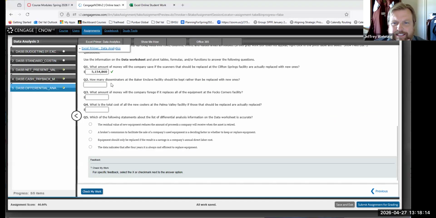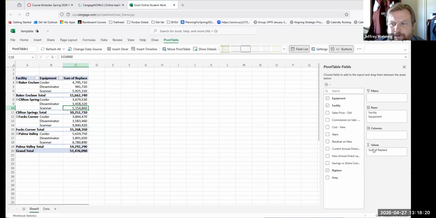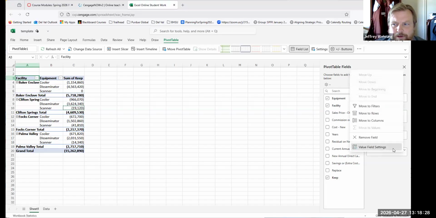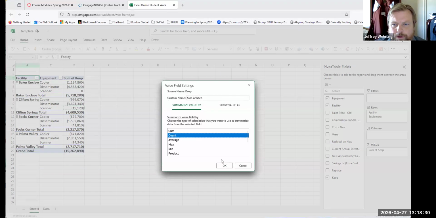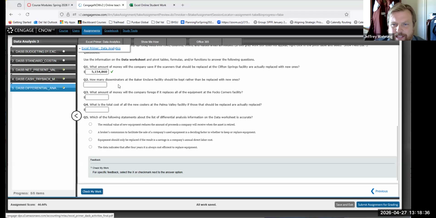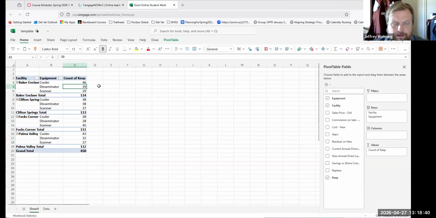How many disseminators at the Baker Enclave facility should be kept rather than replaced? Okay, so I want to get rid of the replaced, and I want to put the keep. Okay, and I don't want the sum, I want a count. And again, I could be filtering all of these things, but I'm just going to leave it here. So I want how many disseminators at the Baker Enclave. So Baker Enclave disseminators, and this is how many I'm going to keep.